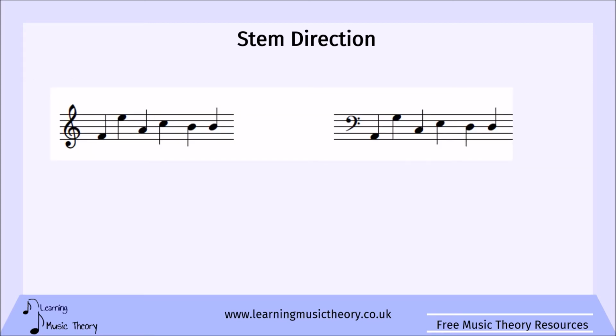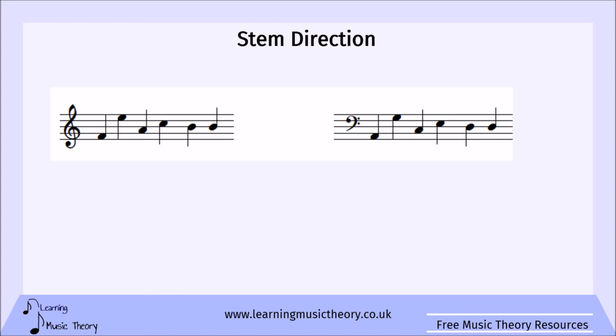Therefore, in this picture, you'll notice that all the notes are on the same place on the stave in both clefs. We'll look at both clefs at the same time and look at their stem direction. The first note is the F in the treble clef and the A in the bass clef. They are both below the center line, so point up. The second note, E in the treble and G in the bass, are both above the center line, so point down. The third note, A in the treble and C in the bass, are below the center line, so point up.